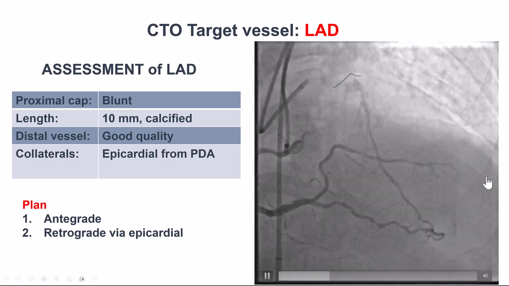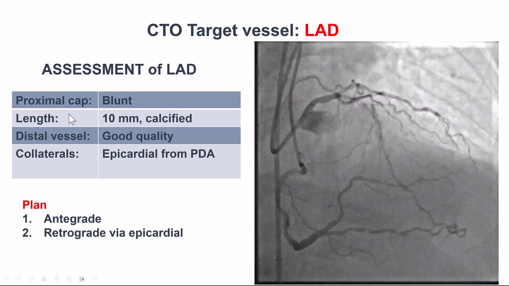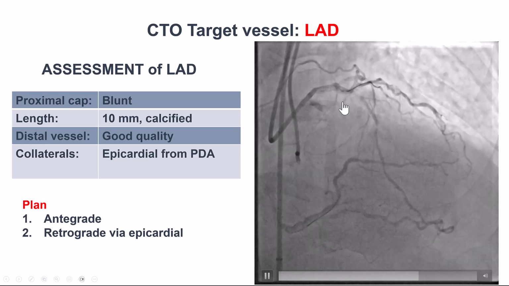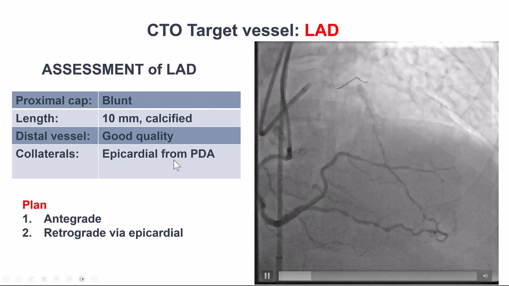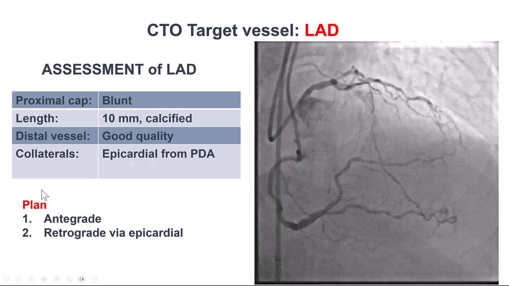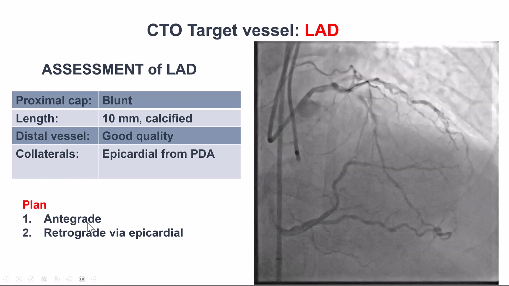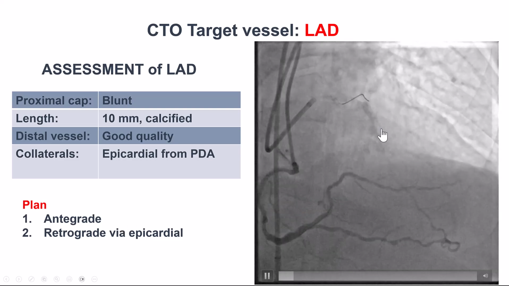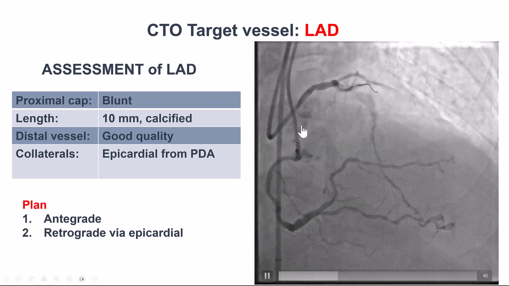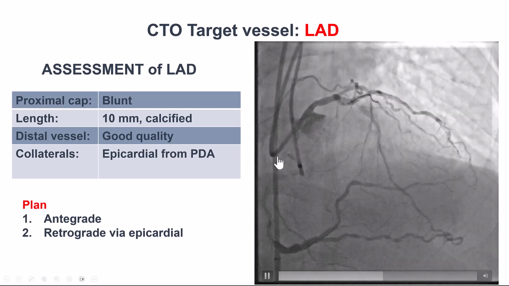So our plan was to recanalize the LAD. We had this blunt cap, short length, good quality distal vessel, although there's calcium, and then the epicardial collateral from the PDA. Based on this, our plan was to go antegrade first, potentially try ADR if we went extraplaque, and then try retrograde if the antegrade attempts were not successful.